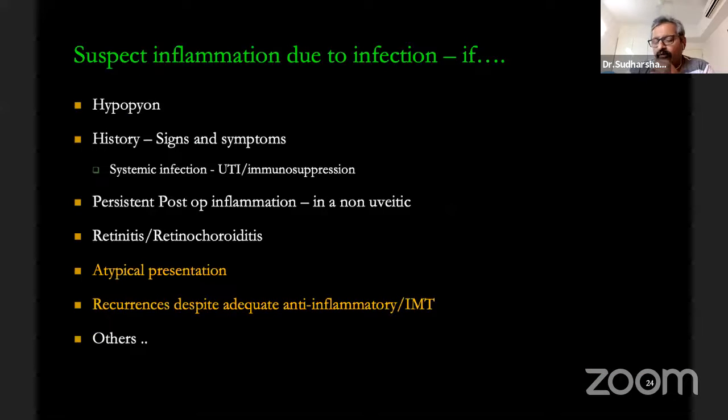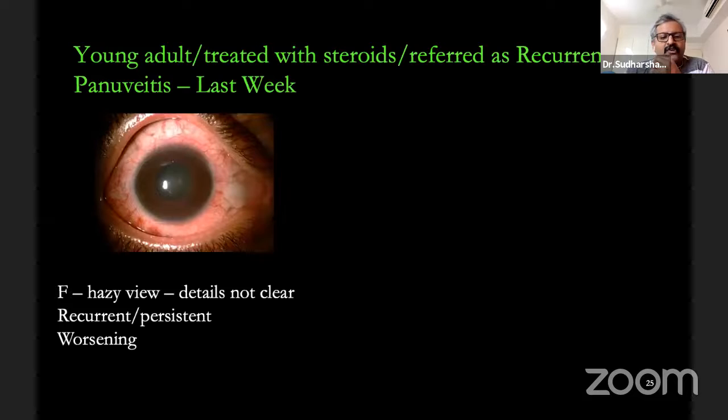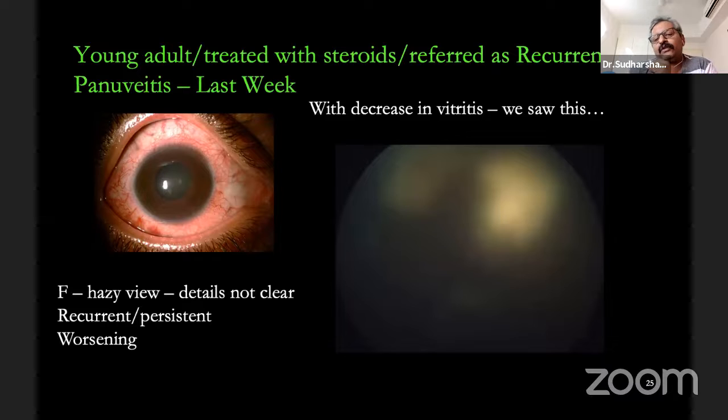But we are not always so lucky, because you can have patients like this. This was a young adult who was treated with steroids as recurrent panuveitis and was referred to us last week. Fundus view was hazy. That's what the records were showing. The patient was on steroids when he came to us, and he was worsening. With the decrease in vitritis, we were lucky and we saw something yellow like this, and we knew that we were dealing with something atypical.